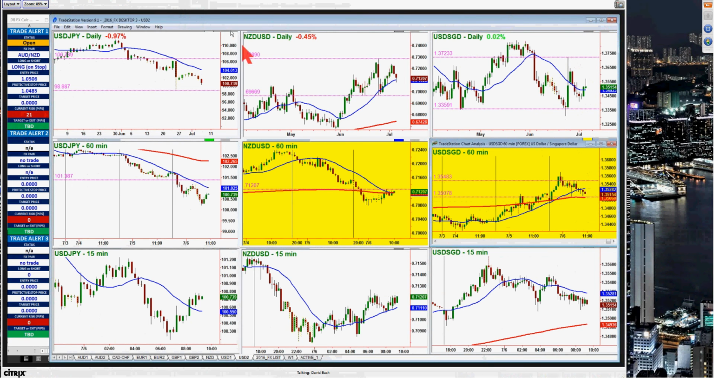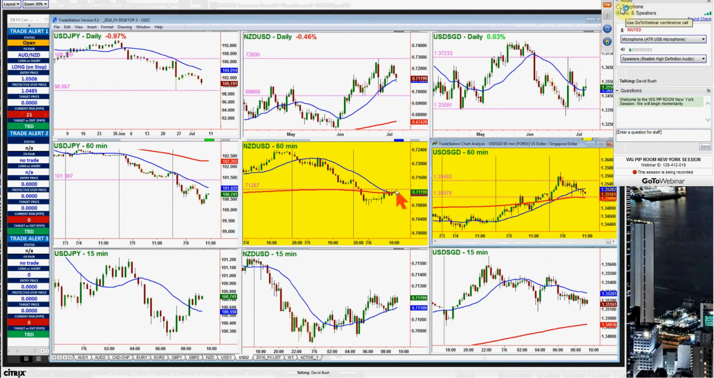The Kiwi is weak, middle of the screen. The Kiwi is weak against the US dollar today, and certainly yesterday. Potential short setup in this area, although it's really holding and looks almost like it's going to try to rally back. However, this traditionally is a nice short setup against declining 20-hour moving average.